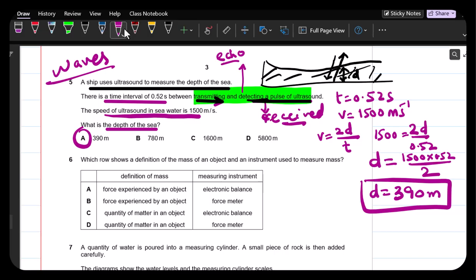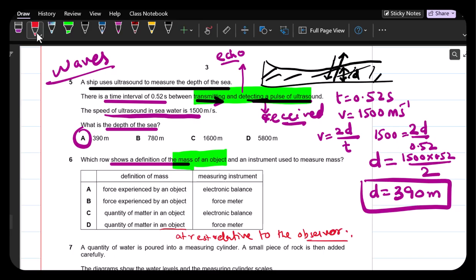Question number 6. Which row shows the definition of mass? Mass is the amount of matter in an object. So this is fine till here, but the actual statement is that mass is the amount of matter or quantity of matter in an object at rest relative to the observer. Relative to the observer. So this is the appropriate statement.